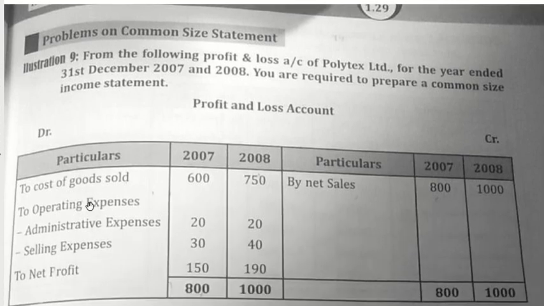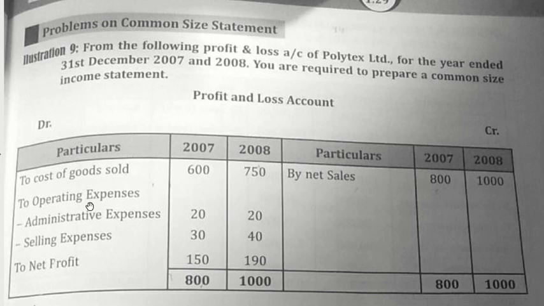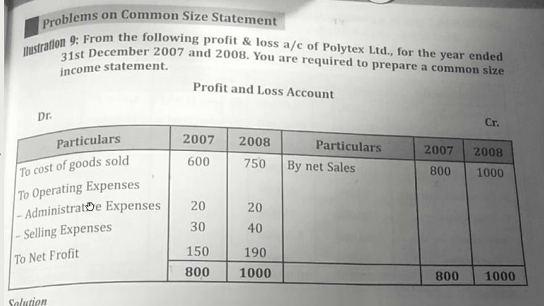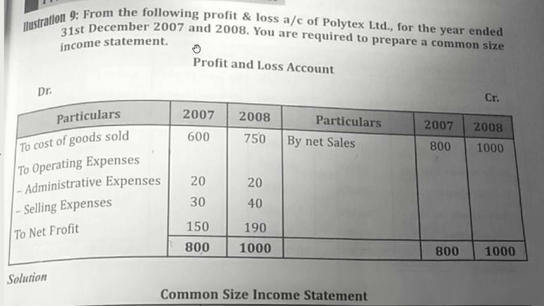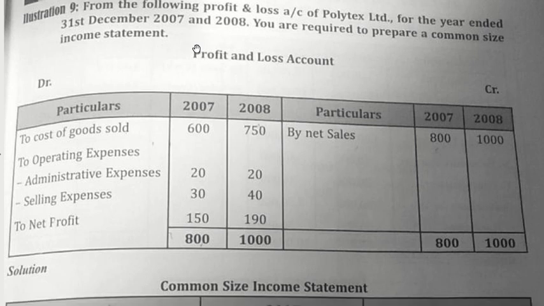So let us look into our first question. This is a common size profit and loss account, because we have a profit and loss account given. Basically, how do you get to know? If they have given a profit and loss account, we'll be doing a common size profit and loss account. In comparison, we are comparing two different years. Your question: from the following profit and loss account of Polytex Limited for the years ended 31st December 2007 and 2008, you are required to prepare a common size income statement, profit and loss account.